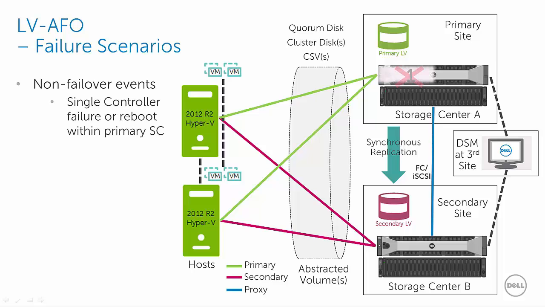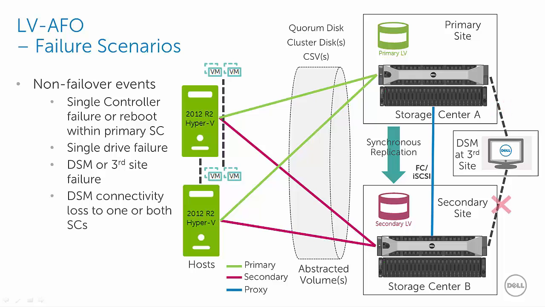These include a single controller outage, reboot, or failure within a storage center that has dual controllers, as long as at least one controller is online and functioning. This includes graceful, managed, orderly controller reboots one at a time, as when performing a controller OS upgrade. A single drive failure or other limited disk failure that is remedied by hot spare coverage. A failure of DSM or a third site failure that brings down the DSM. Loss of connectivity between the DSM and one or both storage centers.